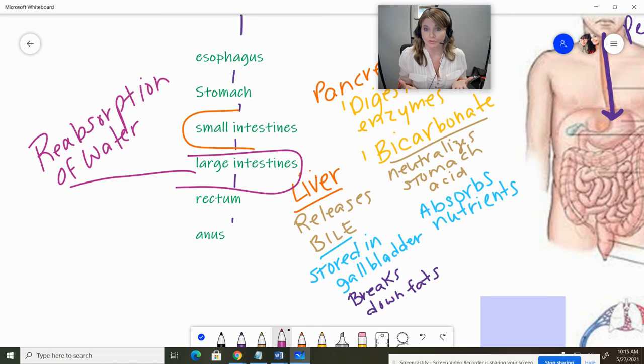You need that water so you don't get dehydrated, right? About 90% of all the water found within the chyme at that point gets reabsorbed back into your bloodstream. And then what's left makes its way into the rectum, where it's stored temporarily until you go to the bathroom, and then it comes out the anus. So that's kind of the run of things of the digestive system.